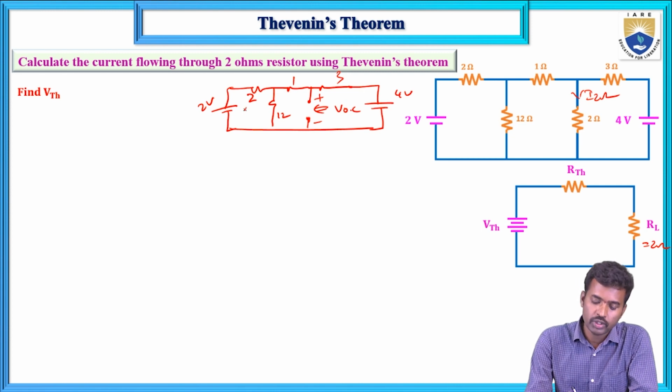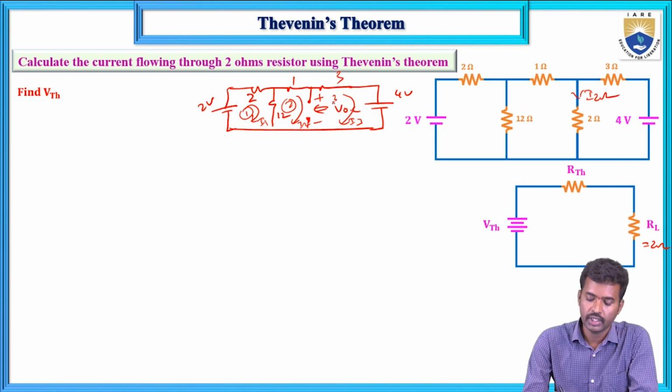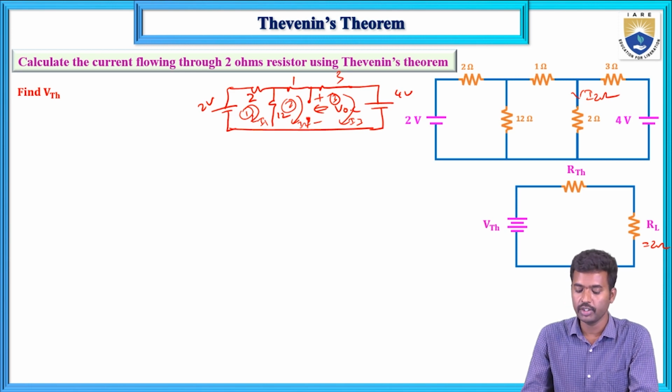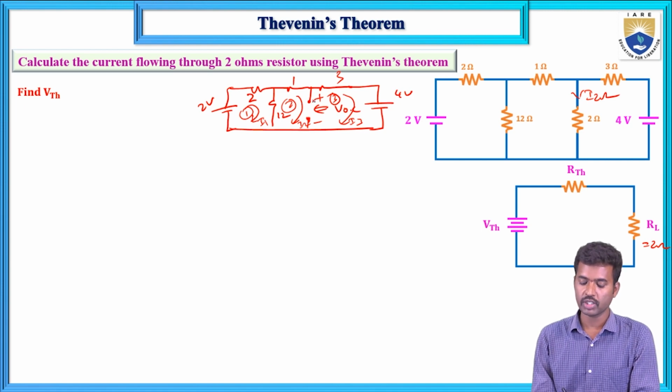How many loops are here? 1, 2, 3 meshes, with mesh currents I1, I2 and I3 in the clockwise direction. Now apply KVL in each mesh. Since the 2 ohm resistor is removed, this branch current equals 0. So the I2 current equals the I3 current. Keep this in mind.